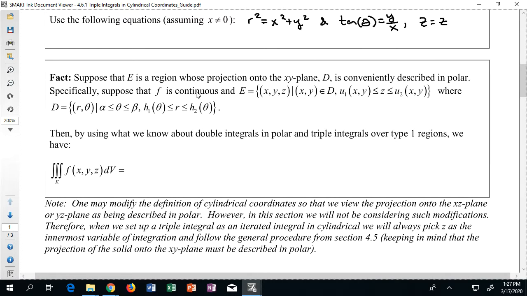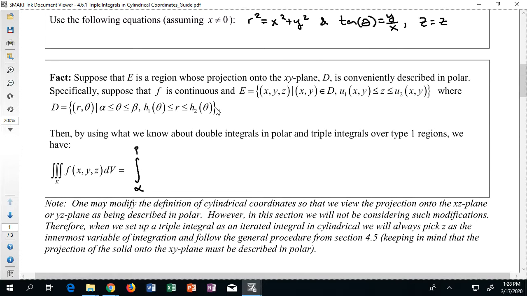Then as long as I have a nice continuous function, and as long as E is defined as points on the floor, my z is still bounded from a floor to a ceiling, and as long as D can be described in polar coordinates, then I automatically know that I could easily write things out in the following way. I could write an integral.